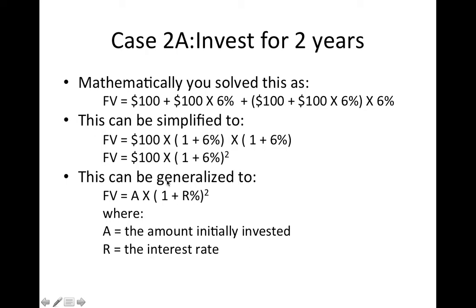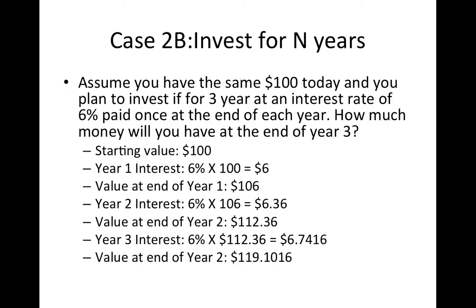Now, again, the goal would be to generalize this. And so here we have the 2-year amount is equal to the initial amount times 1 plus the rate, squared. So we've now generalized for this investment an easy way where we could plug in an amount and a rate, and we could get the future value of it. So what I'm going to have at the end of 2 years very easily.